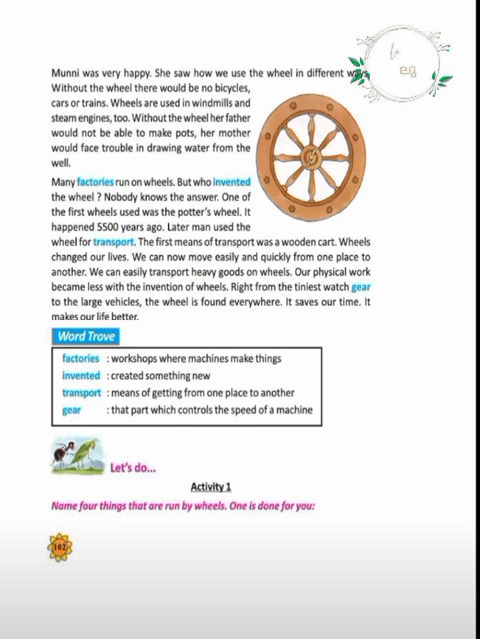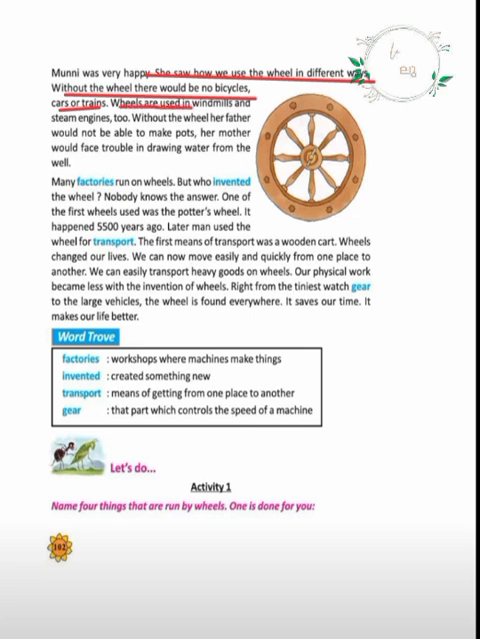Munni was very happy. She saw how we use wheels in different ways. Without the wheel, there would be no bicycles, cars or trains. So a cycle or a car or a train, everything needs a wheel, right? Without a wheel, we can't drive a car, or we can't move the train, or we can't use the bicycle, right? Whether it is a bicycle or car or train, everything needs a wheel.